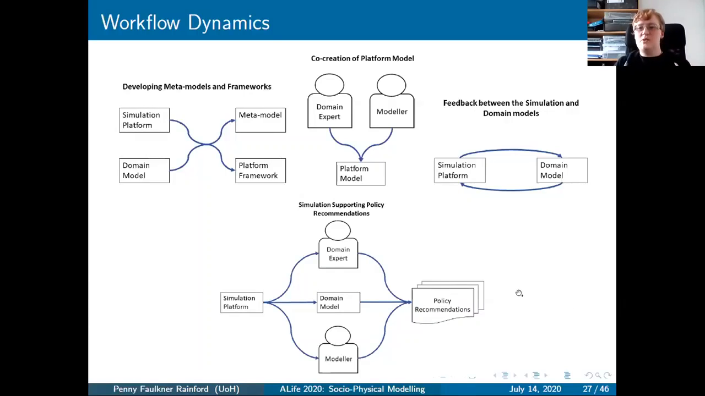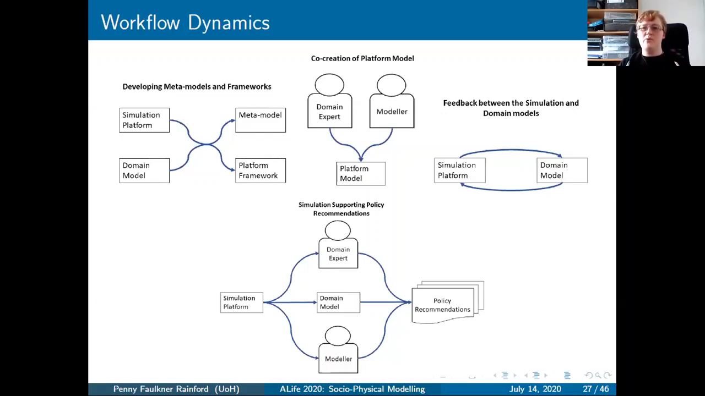We've got the classic feedback from our simulation to our domain model, changing our simulation and hopefully driving that process. And hopefully once you've developed all of these to a sufficient level, you're taking your simulation platform and feeding it back into the domain model, and using both the domain expert and the modeler to hopefully influence policy recommendations.